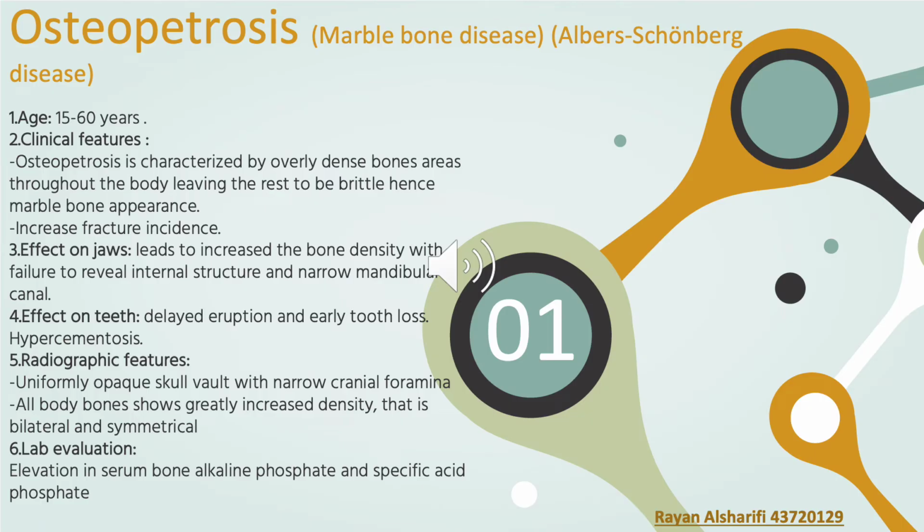The first differential diagnosis is osteopetrosis or marble bone disease. The common age group is between 50 and 60 years old. The clinical feature is characterized by overly dense bone areas throughout the body, appearing brittle, that give the marble bone appearance. The effect on the jaw is increased bone density with failure to reveal internal structure. The effect on the teeth can be delayed eruption as well as hypercementosis.